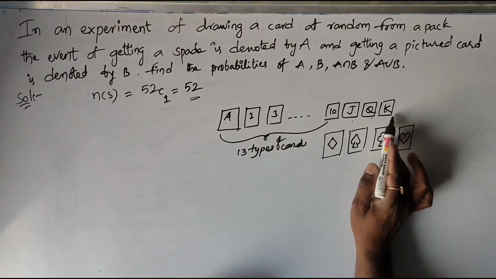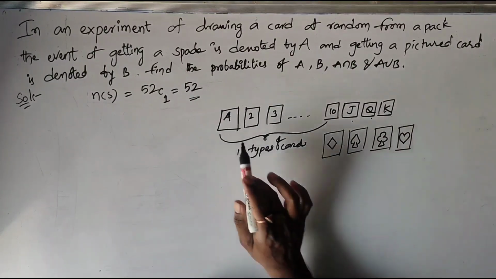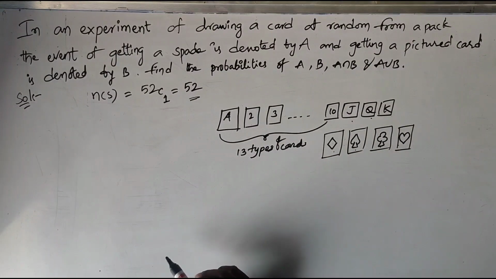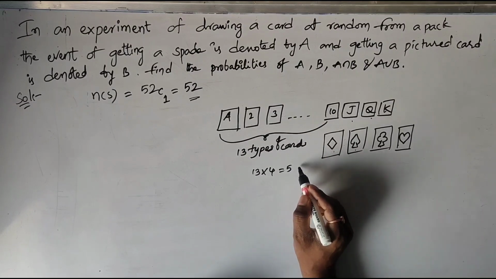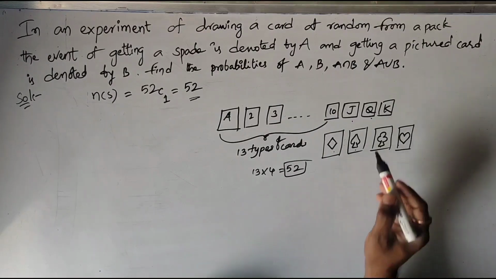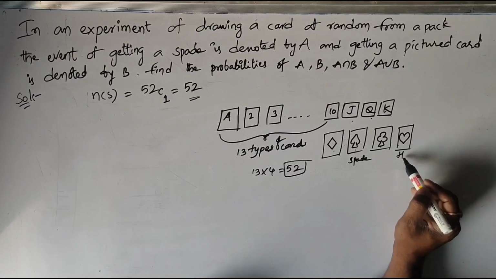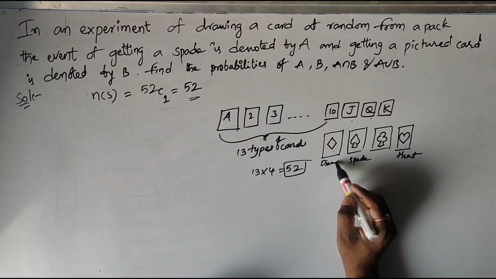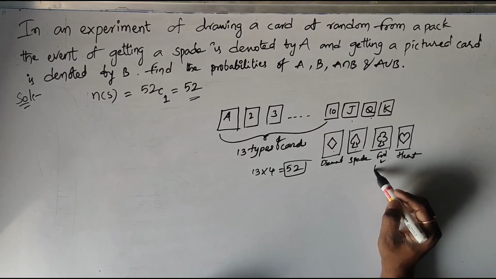So how many total cards are there? Totally 13 types of cards are there. Each and every card has these 4 symbols. So 13 cards into 4 symbols, so 52 cards exist. Okay, right. So in this case, this is spade, heart, diamond, club or clover.